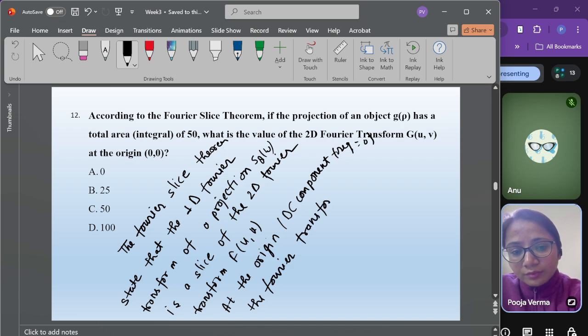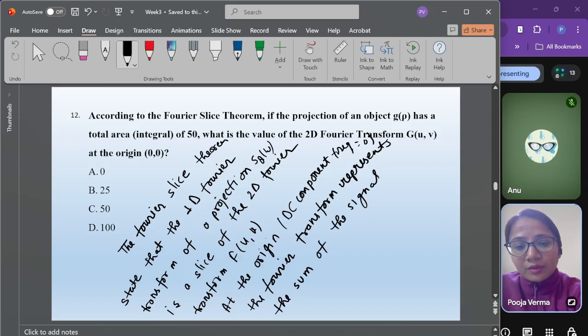Transform represents the sum of the signal, right? At the origin, where all the components are, the Fourier transform basically represents the sum of all the signals, right?